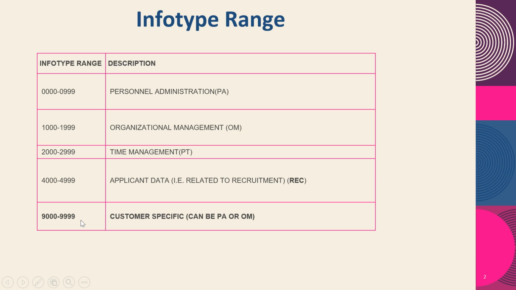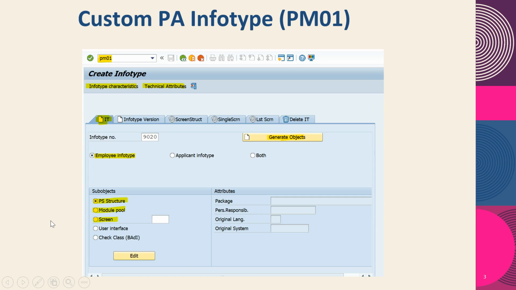Whenever we want to create any custom info type, if any delivered standard info type does not suffice our requirement, we need to create a custom info type. The range will follow the 9 series. I will be explaining the personnel administration custom info type. In the next session, I'll also explain how to create a custom info type for the organizational management model.